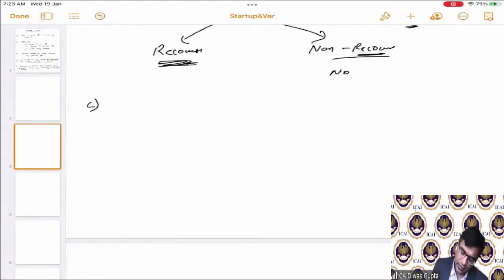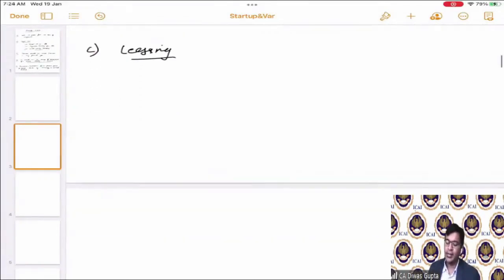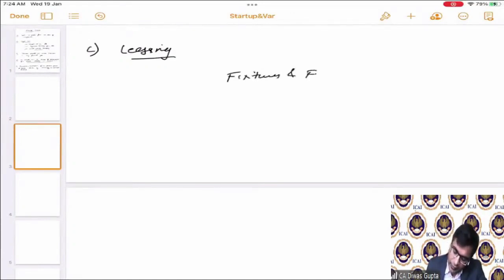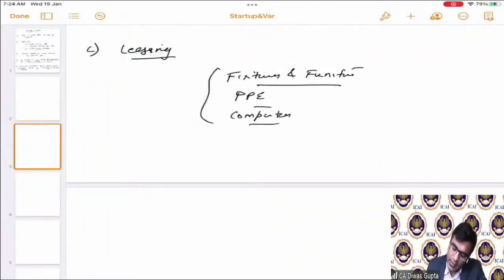Then the next part is leasing. Now, students, what happens is generally startups are those which don't have a good capital base initially. They don't have a very high scale of business. So they cannot invest in a lot of assets as well. Now, for example, they need fixtures and furniture. They need property, plant and equipment. They need computers to run the technology. Correct. All these three things they need.